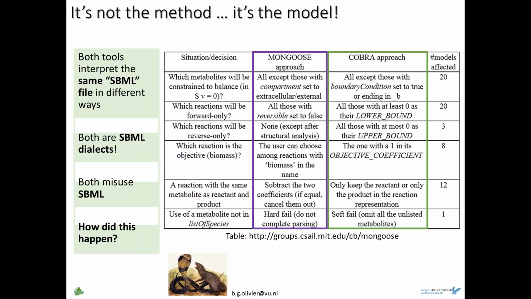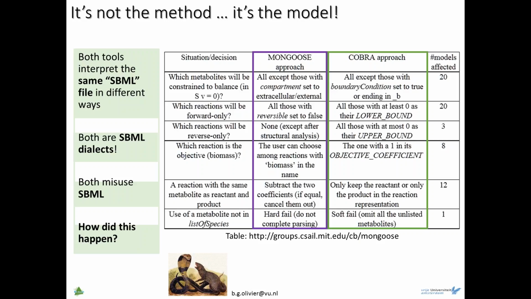Now, this is a little bit strange, because you may have a standard that's supposed to be able to do this, but the problem came from the fact that the original Cobra dialect was not SBML, and so there was no reason for the group that developed Mongoose to decide to use it in a different way. And this is just an example of some of the things that happened.